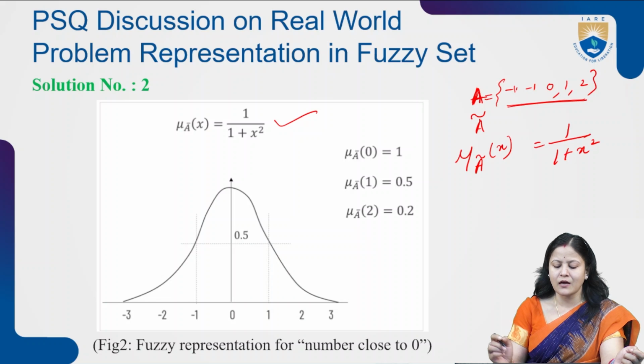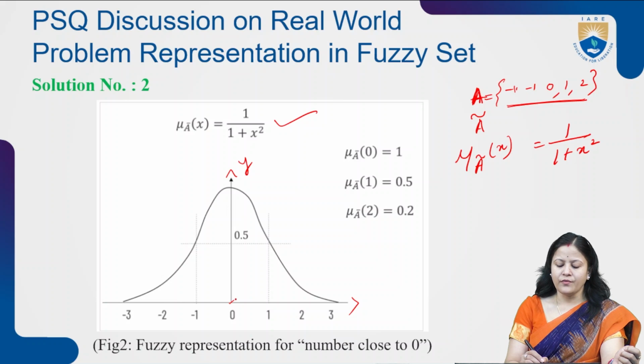Now you see the graph here. This graph represents all the real numbers on the x-axis. One middle point is 0. On the right side, if you move, 0, 1, 2, 3. On the left side, if you move, 0, -1, -2 and -3. And this y-axis represents the membership values. And this is a symmetric distribution we can say.